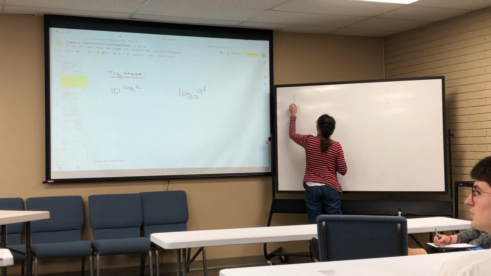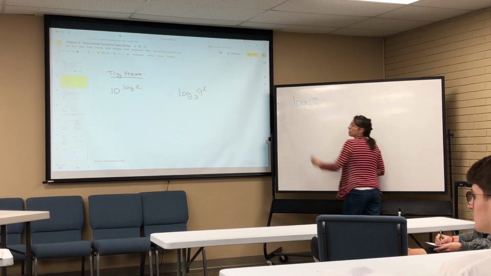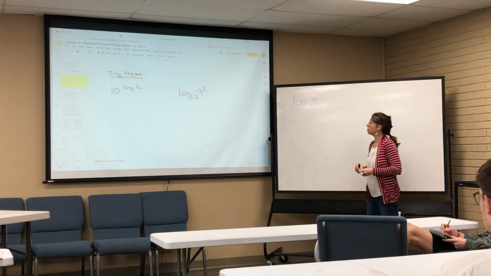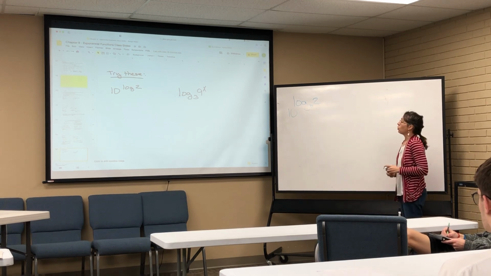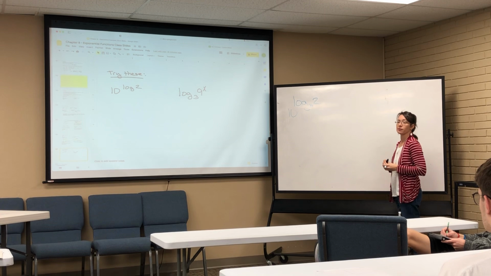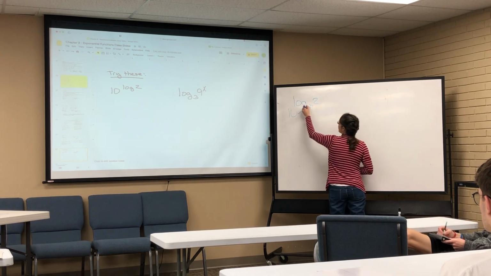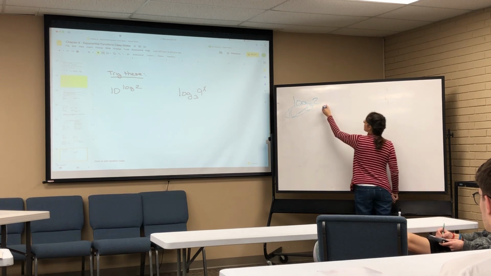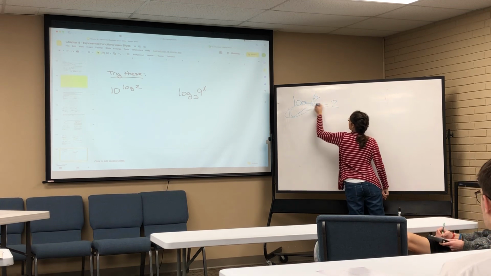So if we just have log 2, this really means base 10 to the 2. So we've got 10 to the log 10 of 2. What matches? Do you see anything that matches? 10. So I've got 10 raised to the log 10. These match. So according to my inverse rule, it means the answer must be 2. This is my x value.